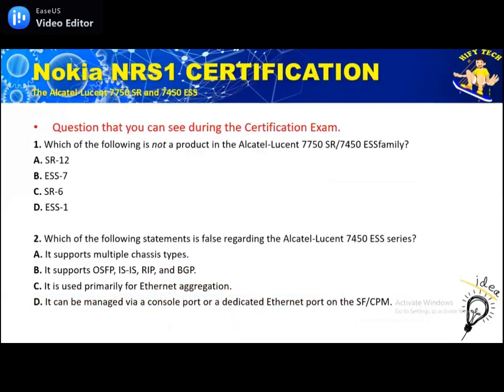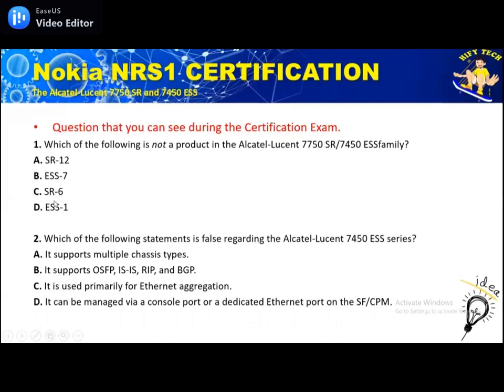So these are the questions that you can see in the certification exam. What we have studied so far: which of the following is not a product in the Alcatel-Lucent 7750 series? We know that in the 7750 SR, we have three chassis types, SR1, 7 and 12. The same goes for the ESS. The 7450 ESS also has the same 1, 7 and 12. So in this question, SR6 is not part of the 7750 SR. So this is the answer.